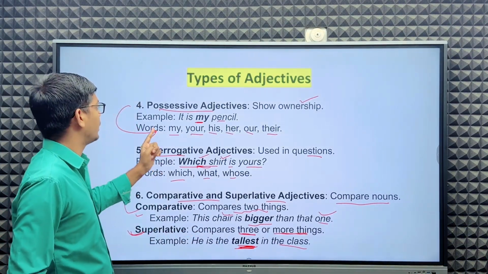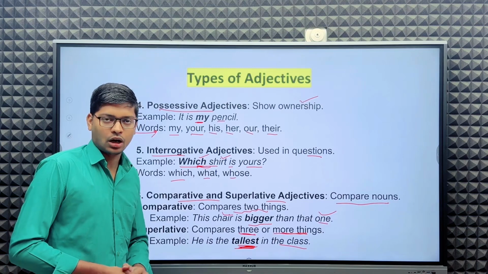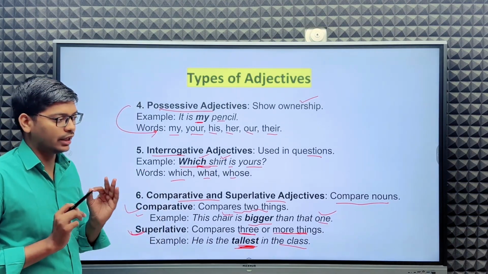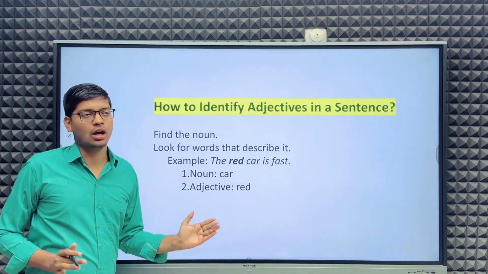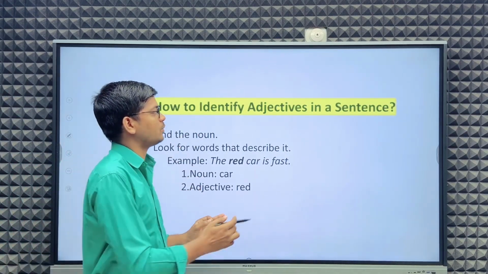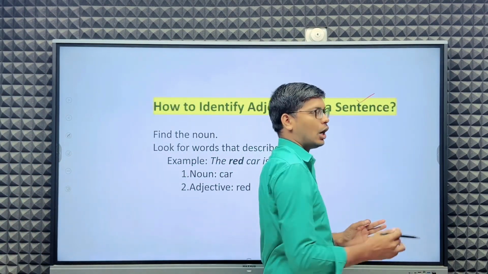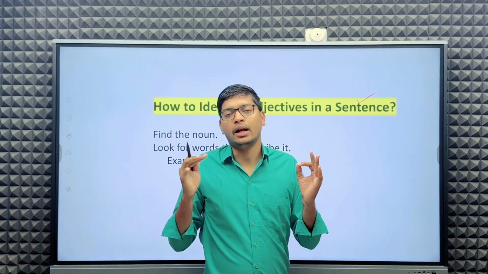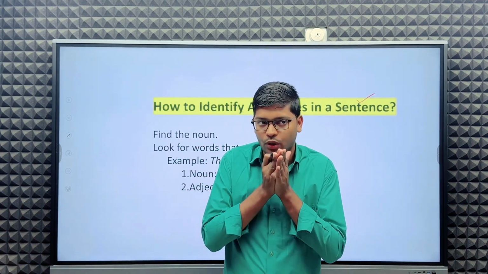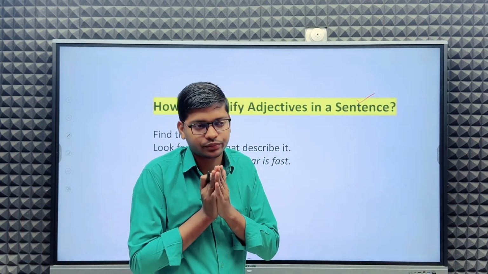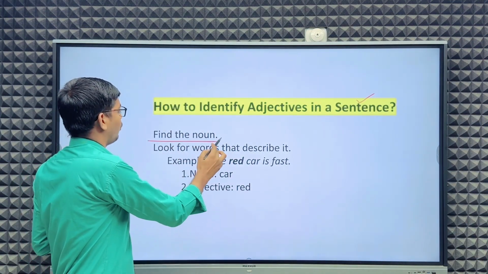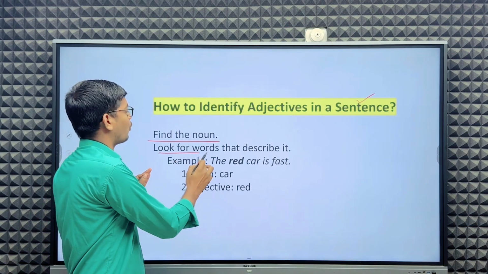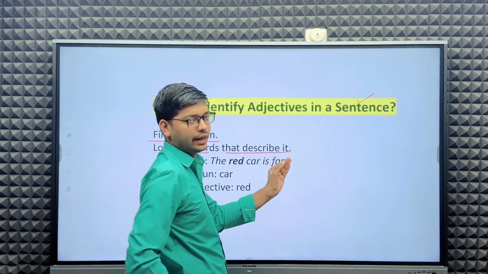Okay, interrogative and possessive adjectives, I hope you understand. So let's see our next point, which is very important: how to identify adjectives in a sentence. I have an example. Let's understand. First, find a noun. Look for words that describe it.